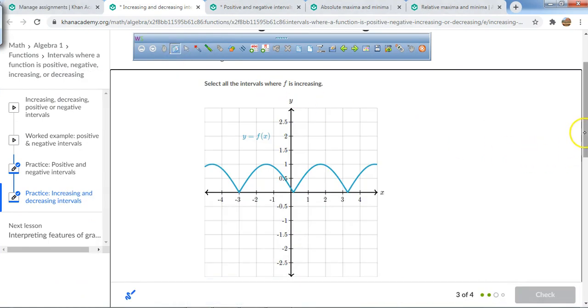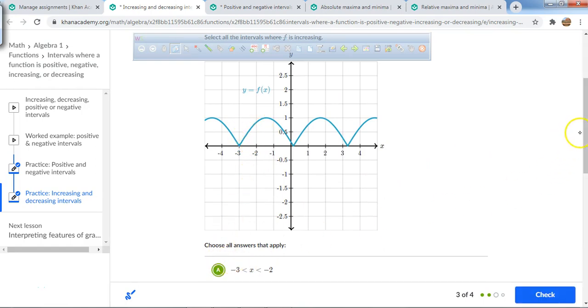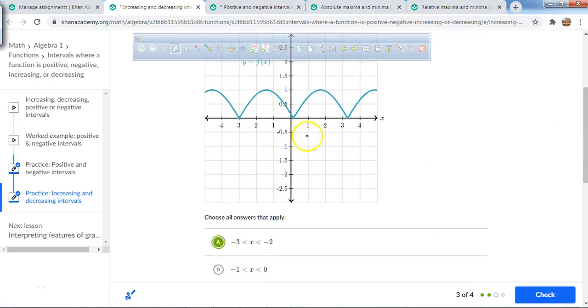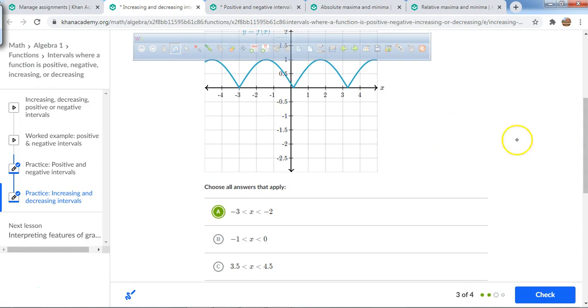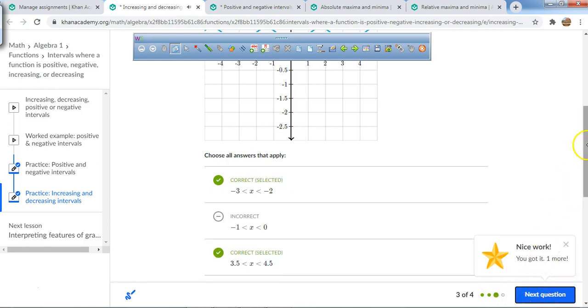All right. So let's check it out. All the answers that apply. -3 to -2, I agree. That's totally increasing. I like it. -1 to 0, no, you're decreasing from there. That's going down. -3.5 to 4, yeah, I like it. That's a good answer. That's going up from there to there. And we'll call it a day. So that's what you're doing on those, okay?